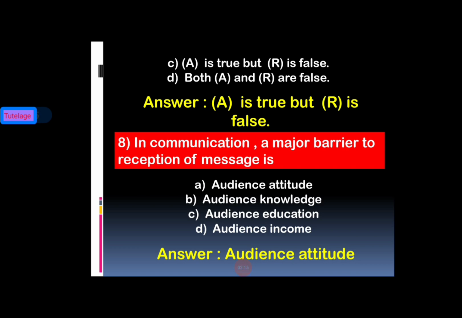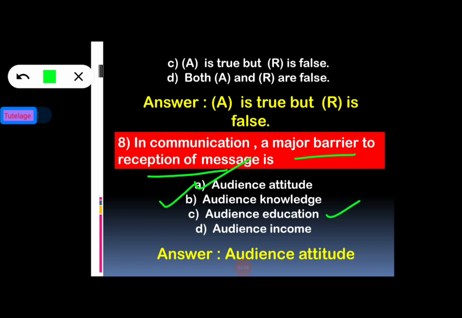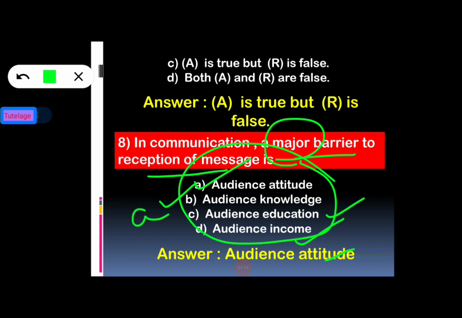Now going to the next question. So in communication, a major barrier to reception of message, and there are four options: audience attitude, audience knowledge, audience education, and audience income. All are barriers. But in communication, put special importance on the word in this question, that is major. So in communication, a major barrier to reception of message is audience attitude. So option number A is the correct answer.